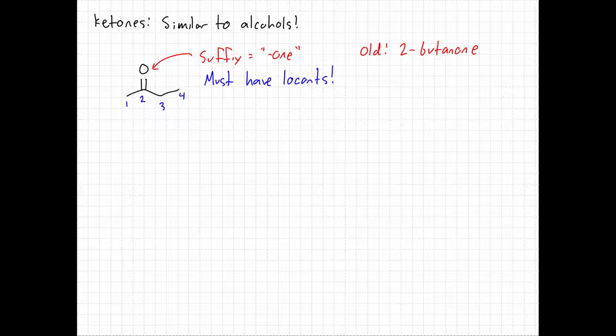This is the naming system that the Klein book uses. However, this is the older IUPAC system. I'm going to recommend that we use the new system that locates the substituent with an infix. So we should call this more properly butan-2-one.